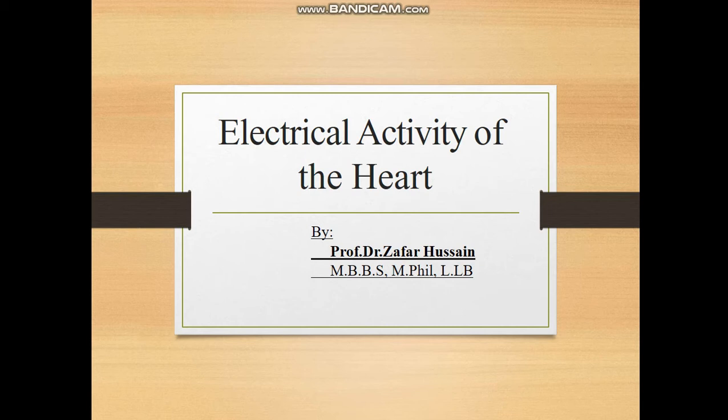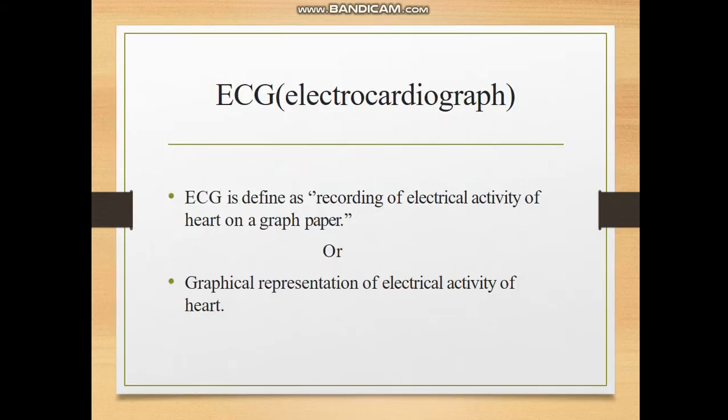heart. See, the heart and every excitable tissue has two types of activities. One is known as electrical activity and the other is known as mechanical activity. The record of the electrical activity is known as ECG, which is the electrocardiograph or the electrocardiogram. ECG is defined as recording of electrical activity of the heart on a graph paper.